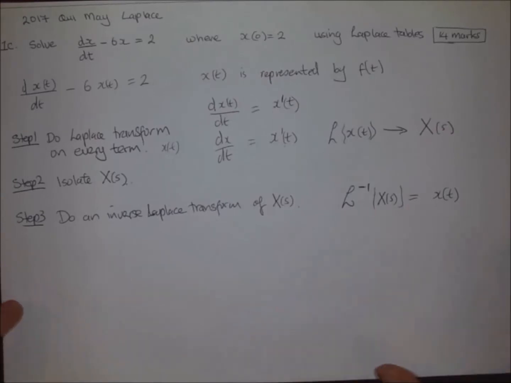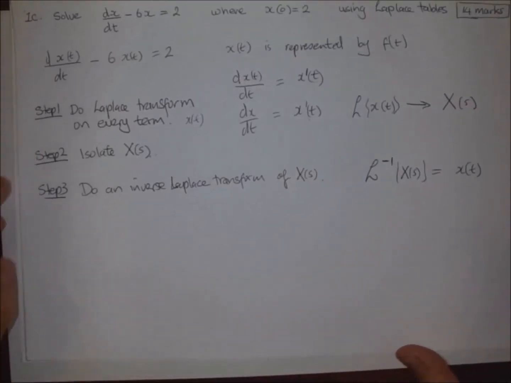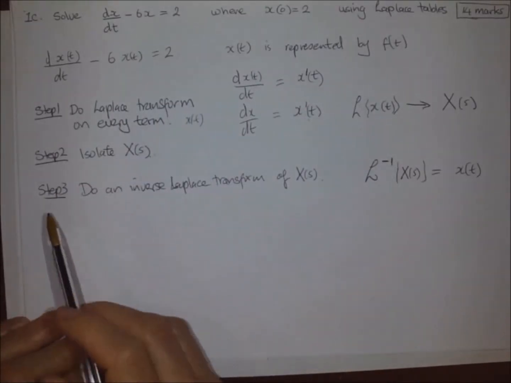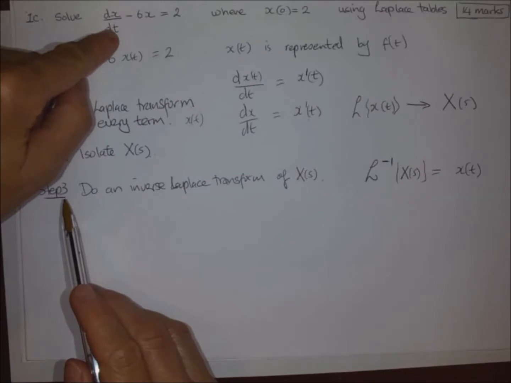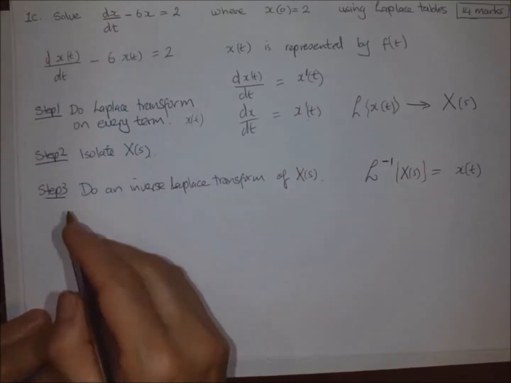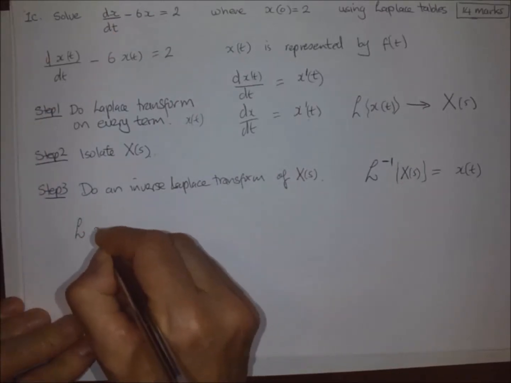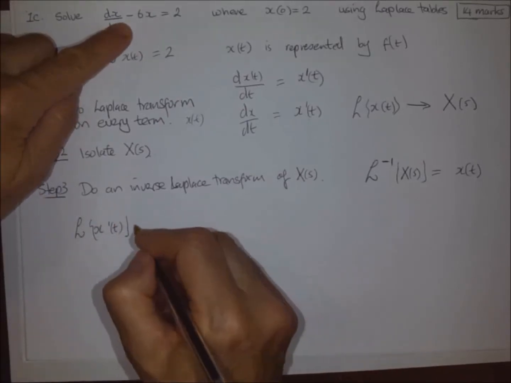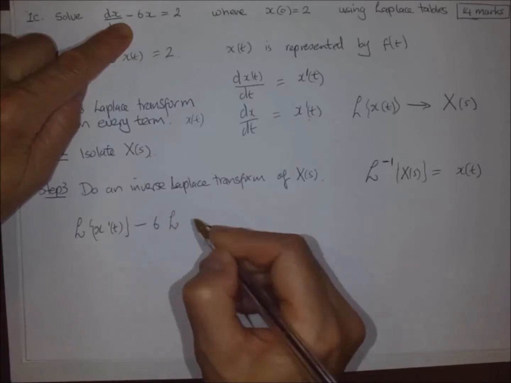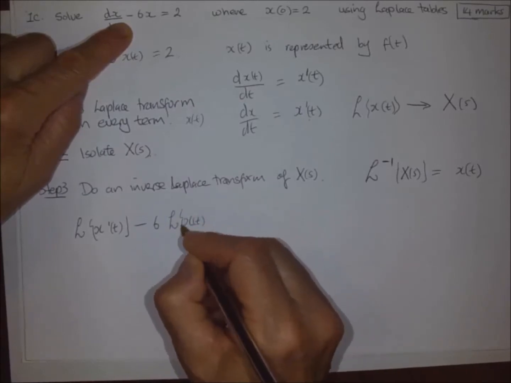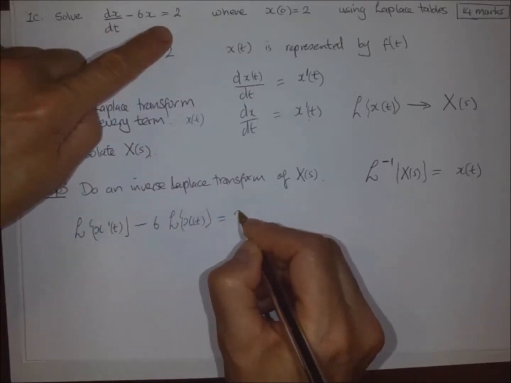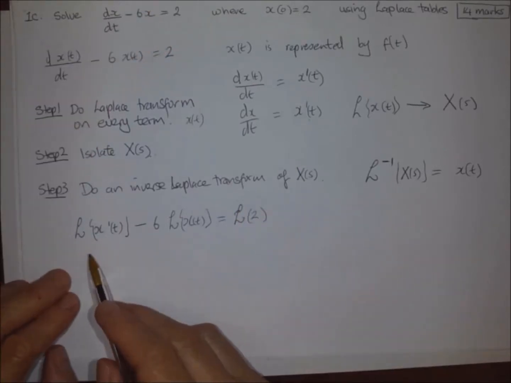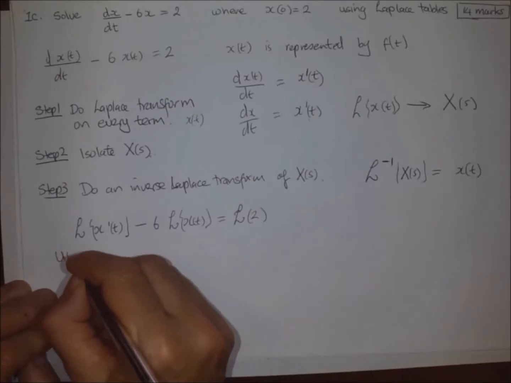Okay, so step 1, let's Laplace the whole equation. So rather than call this dx dt, I'm going to call it x dash t. So we have to do a Laplace transform on x dash t minus 6 times the Laplace transform on x of t equals the Laplace transform on 2. Okay, so these you have to go straight to the tables, right?